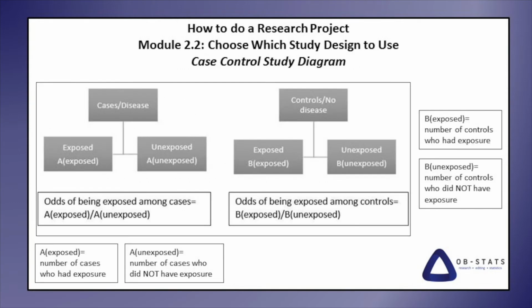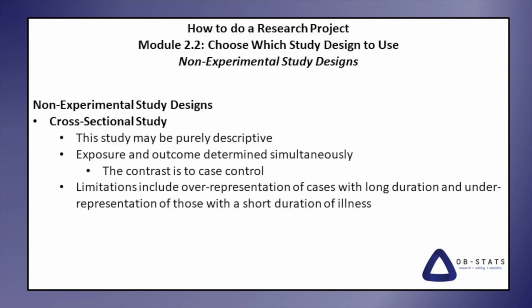In this figure, assume the following. A, exposed, equals the number of cases who had exposure. A, unexposed, equals the number of cases who did not have exposure. B, exposed, equals the number of controls who had exposure. And B, unexposed, equals the number of controls who did not have exposure. A cross-sectional study may be purely descriptive. In a cross-sectional study, exposure and outcome are determined simultaneously, and their contrast is to case control.